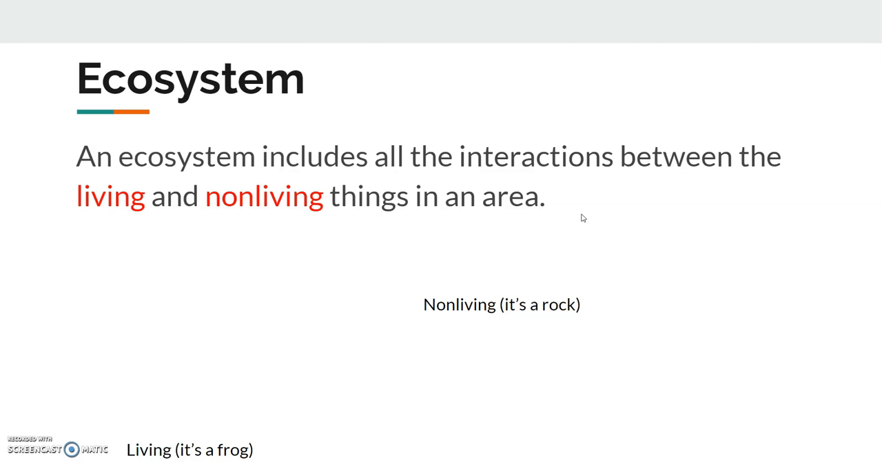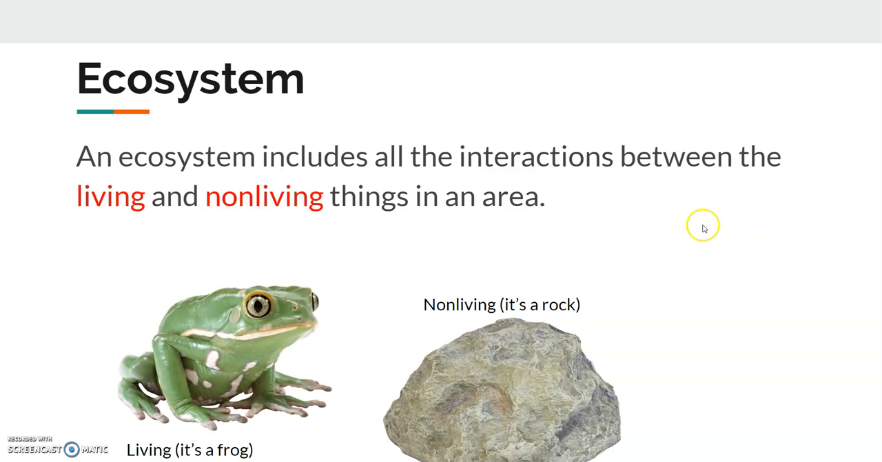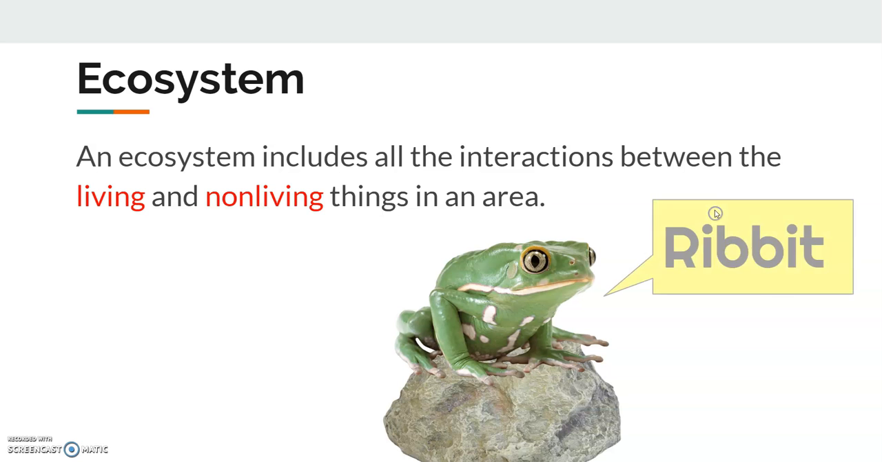So an ecosystem includes all the interactions between the living and non-living things in an area. For example, a rock is not alive, it is non-living. And a frog is alive, it is living. If they were to interact, you might see that. Ribbit.